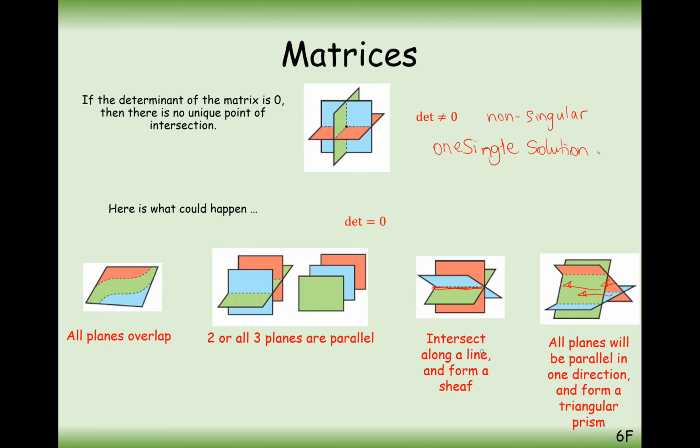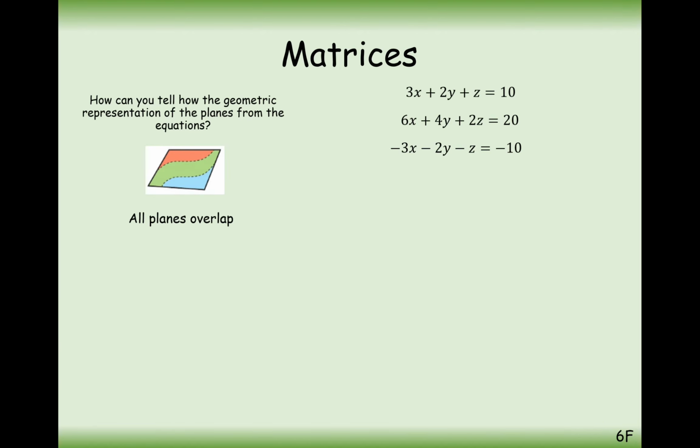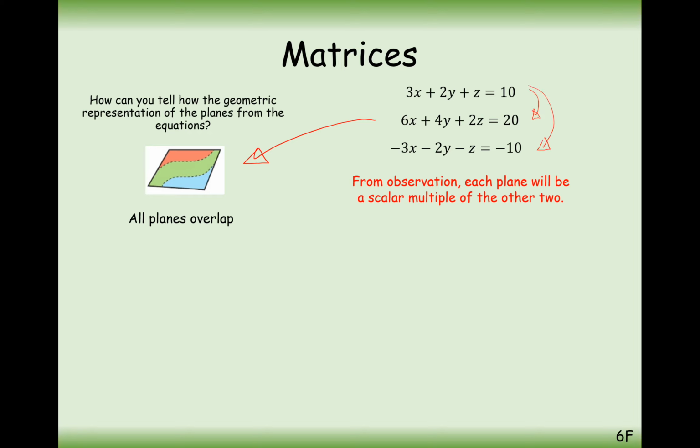So how can we tell, given the equations, what happens? Let's go through this example here where all of the planes overlap at once. How can we tell from these three equations that this is going to happen? Well, from just observation, we can see that each of the planes is effectively a scale factor multiplier of each other. The first one to the second one, you just have to multiply by 2 all the way along. And from the first one to the third one, you can see that it's just a scale factor of -1. So effectively, it's the same plane, just with a scale factor multiplier there.